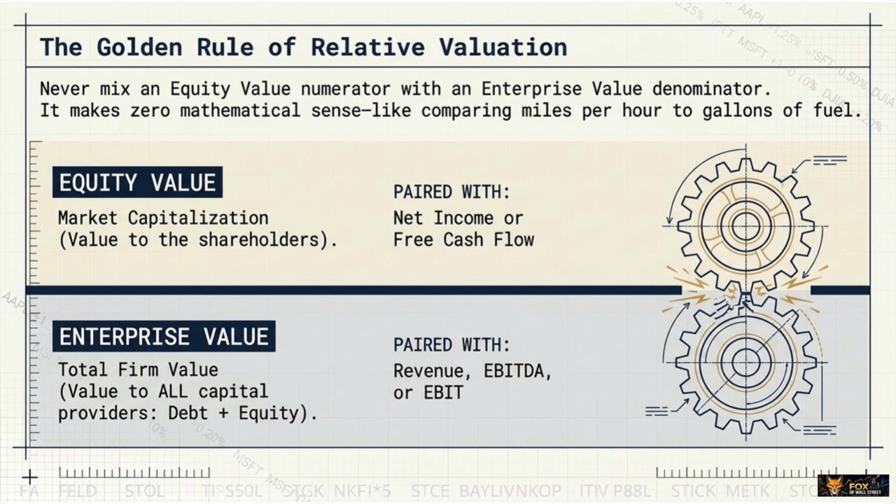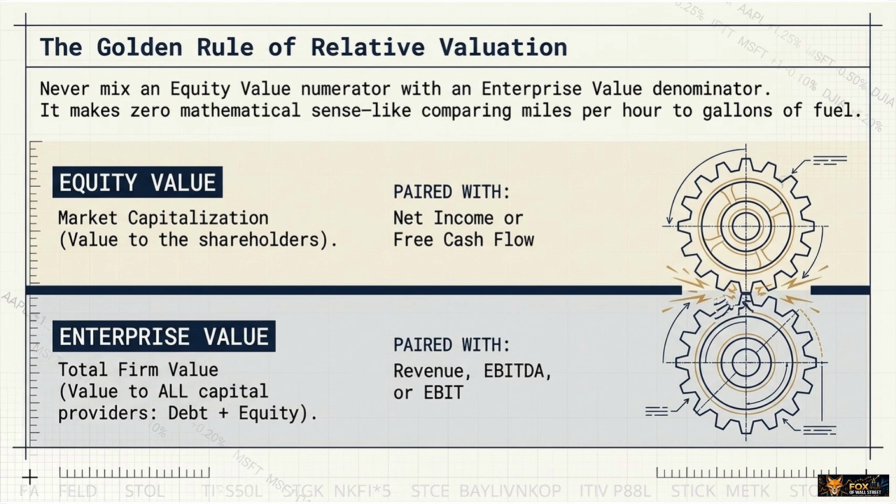I'm telling you, it is one of the most common beginner errors out there, and it will completely destroy your valuation model. Here's how it works. Market capitalization represents the value to the shareholders, the equity. Therefore, it has to be paired with equity measures like net income, which gives us our PE ratio, or free cash flow. Enterprise value, on the flip side, represents the total value of the firm's operations to all capital providers.